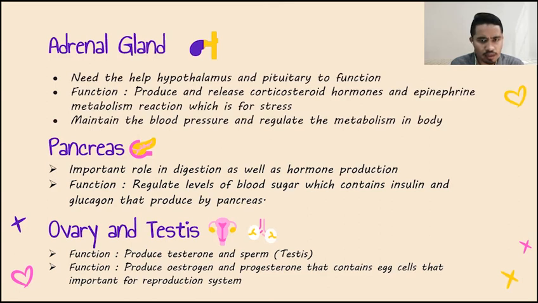And the last one is ovary and testes. The function of testes is to produce testosterone and sperm, while ovary is to produce estrogen and progesterone that contain egg cells that important for the reproduction system.